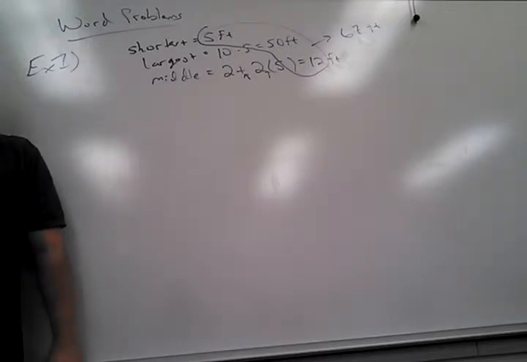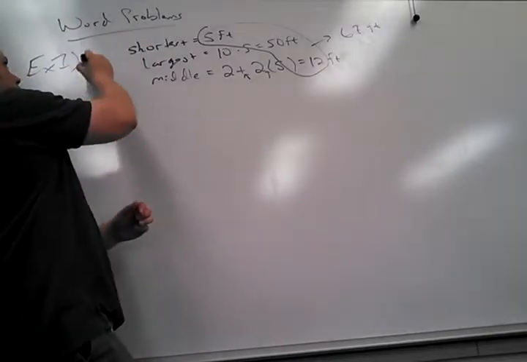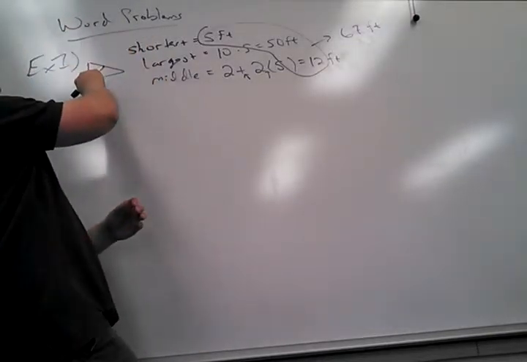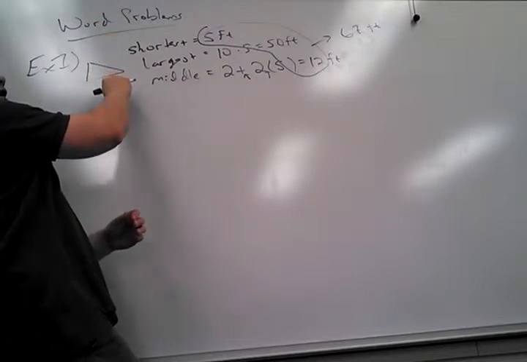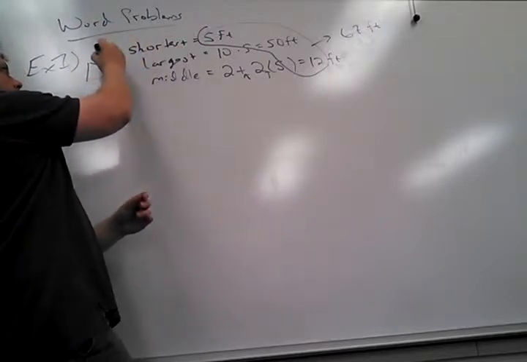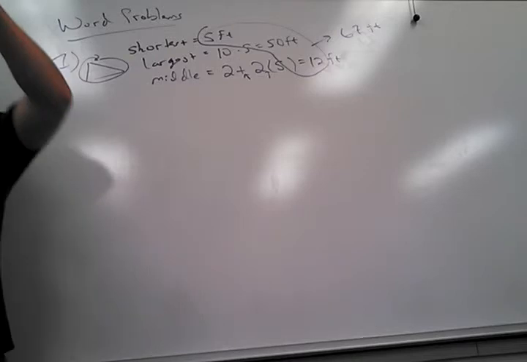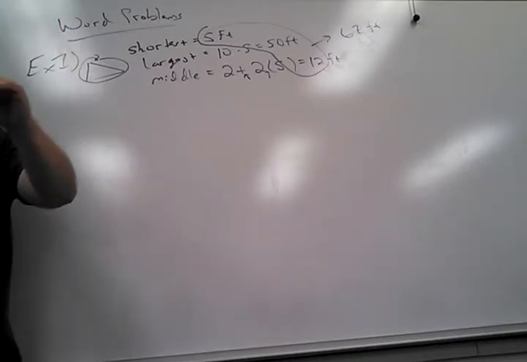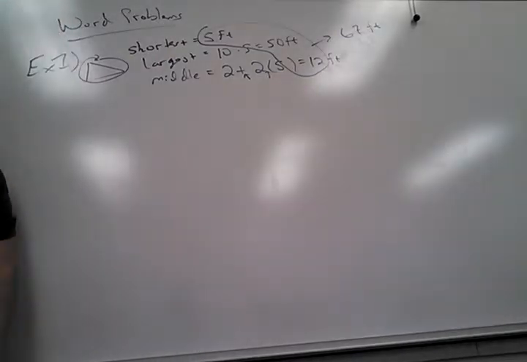Do you just add them? Yeah, because it's the perimeter. So if I take the shortest side plus the largest side plus the middle side, that would give me the perimeter around, right? The perimeter is just adding all the sides. Okay, cool. I get that.